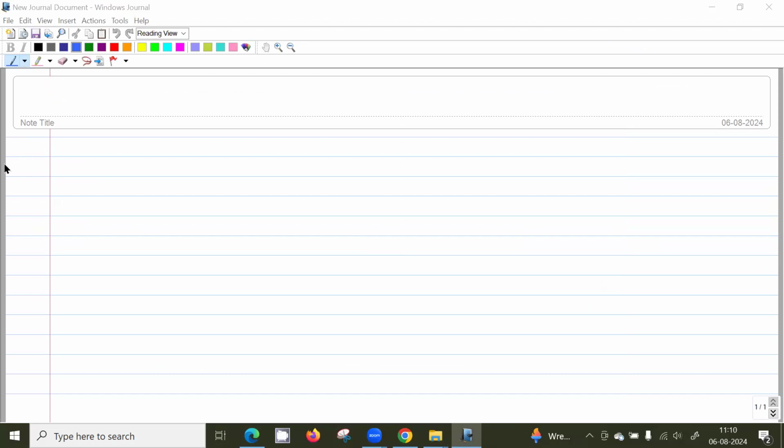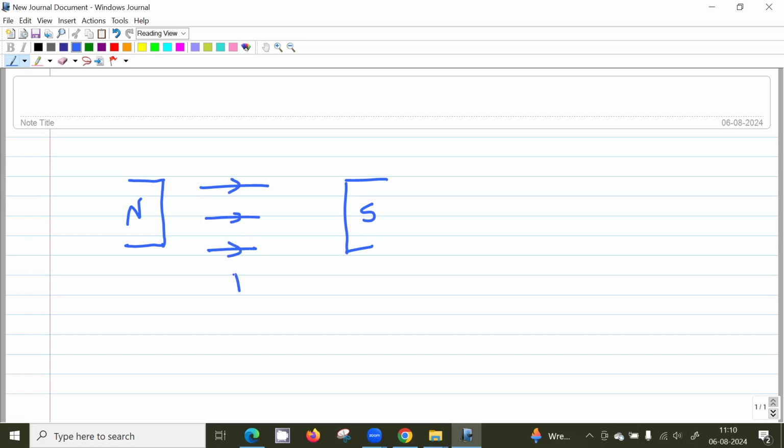So let's talk about a rectangular rotating coil. I think this is the last topic for the test. So we have a north pole like this, and a south pole here. The magnetic field lines due to this will go from north to south. These are the magnetic field lines.